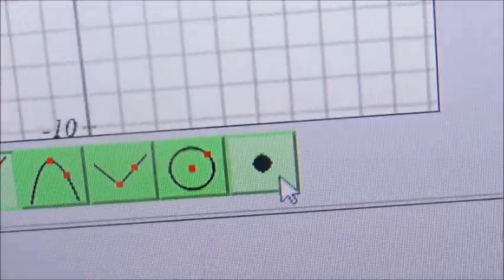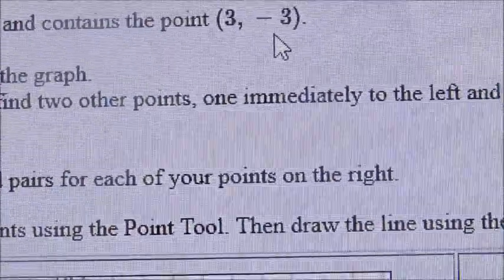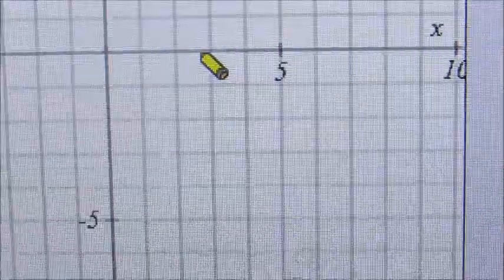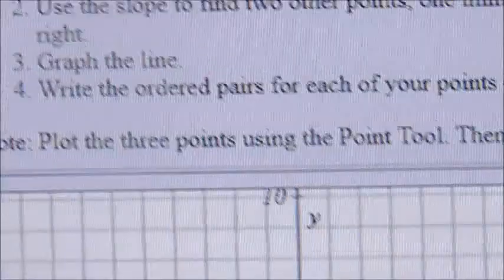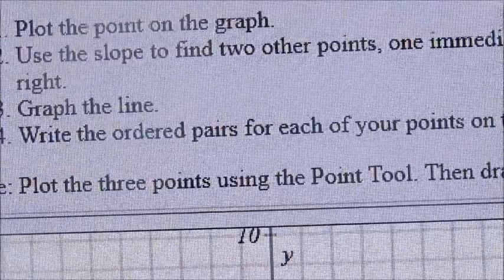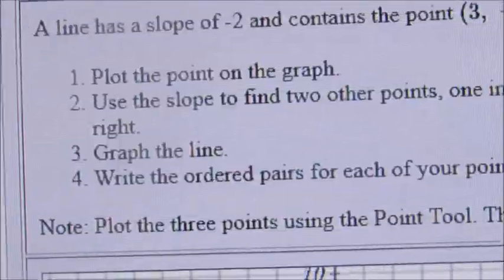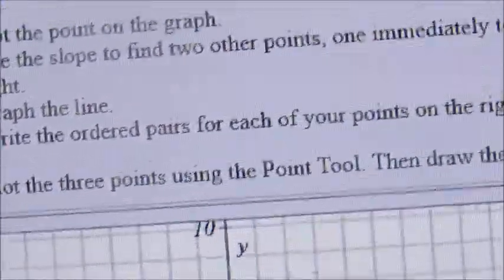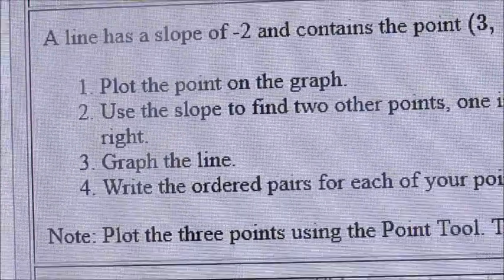So the first thing we're going to do is go to the point (3, -3). We're going to go over 3, and because it was -3, we're going to go down 3, and we're going to plot that point. Now it says, use the slope to find the other 2 points, one immediately to the left and one immediately to the right. So remember, whenever we have a whole number, it's always over 1. So this is -2 over 1.